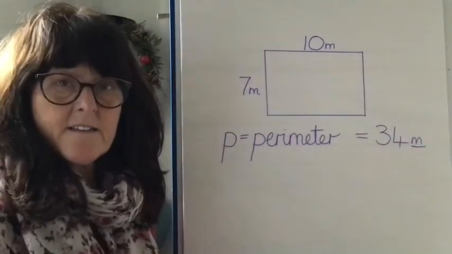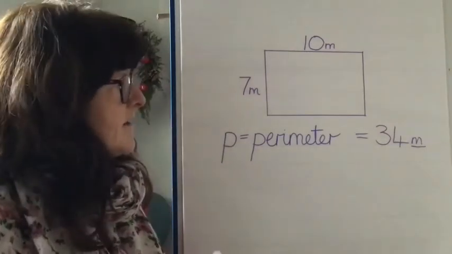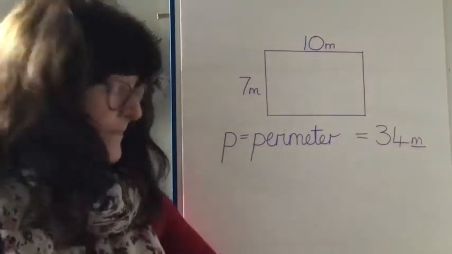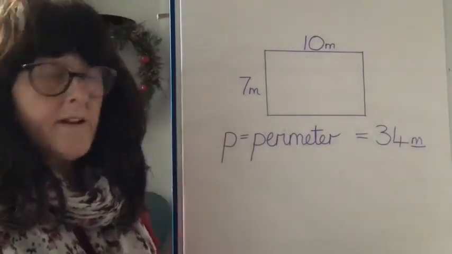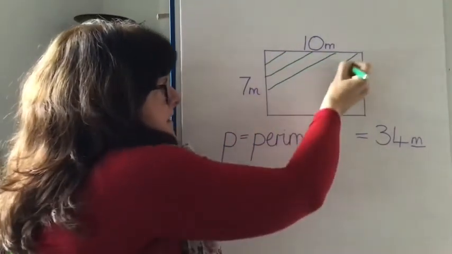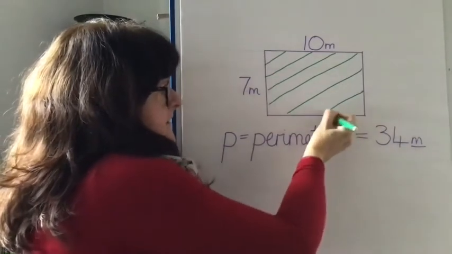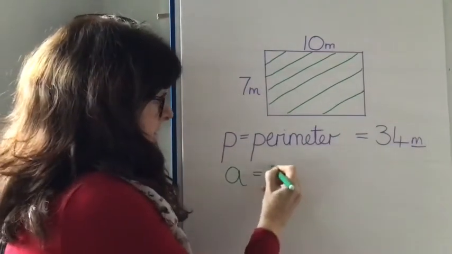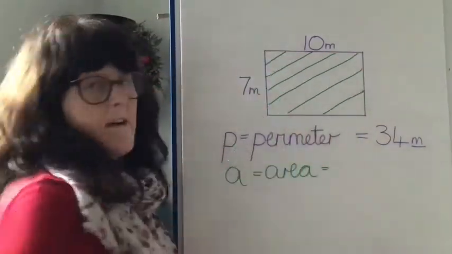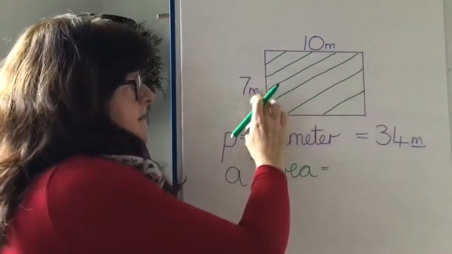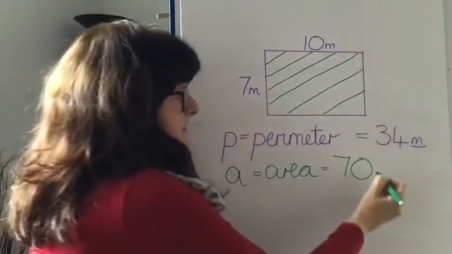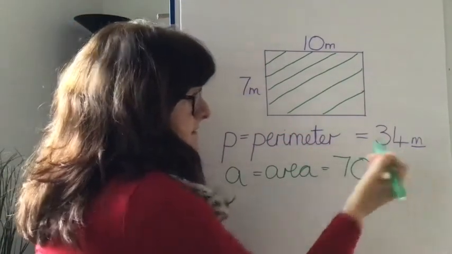It's purely a distance, so it's measured in a linear measurement such as centimetres, metres, kilometres, etc. Now the area of the shape is the space taken up inside the perimeter. And to calculate the area, you need to multiply the length by the width, which is 10 times 7, so the area is 70, and it's metres times metres, which is metres squared.